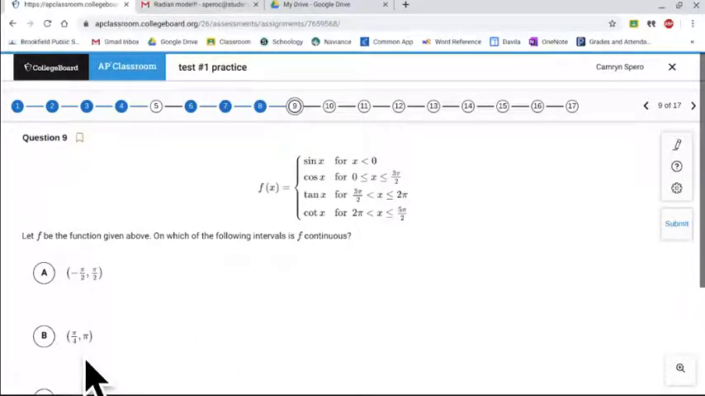Let's look at choice B, pi over 4 to pi. Pi over 4 is in this interval because it's bigger than 0 but less than 3 pi over 2, and so is pi. So this interval, pi over 4 to pi, is contained entirely in this interval. So it's going to be continuous if this function's continuous on this interval. It is. Cosine of x is continuous for all x. So B is going to be a correct choice. I don't have to worry about any switch points since this interval is contained entirely in here. So B is the correct answer choice.